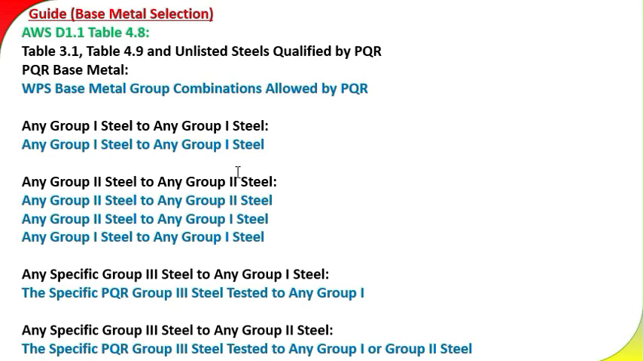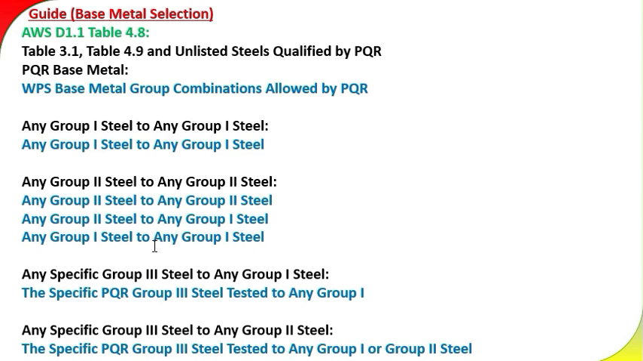Now the position is finished, the diameter is also done. Now the base metal. AWS D1.1 table 4.8 is the base metal, along with table 3.1, table 4.9, and unlisted steel qualified by PQR. For PQR base metal and WPS base metal, the group combination allowed by PQR: any group 1 steel to any group 1 steel is qualified for any group 1 steel to any group 1 steel. If any group 2 steel to any group 2 steel is qualified, it covers any group 2 steel to any group 2 steel, or any group 2 steel to any group 1 steel, and any group 1 steel to any group 1 steel. So you have to remember this one.